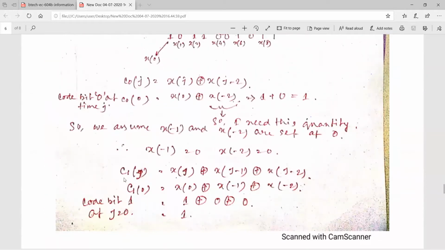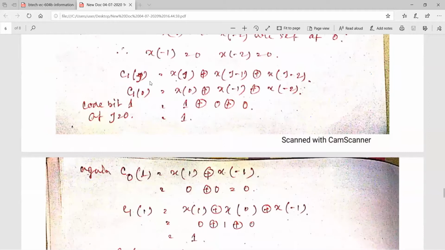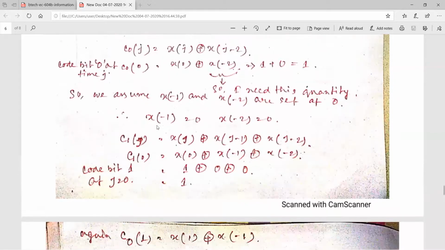The expression for C0j equals xj XOR xj minus 2. j is the present time instant, and j minus 2 is the previous or past time instant. For C1j, we are considering this expression: xj XOR xj minus 1 XOR xj minus 2. You just replace the values, and we have considered two past values, that means x of minus 1 and x of minus 3.